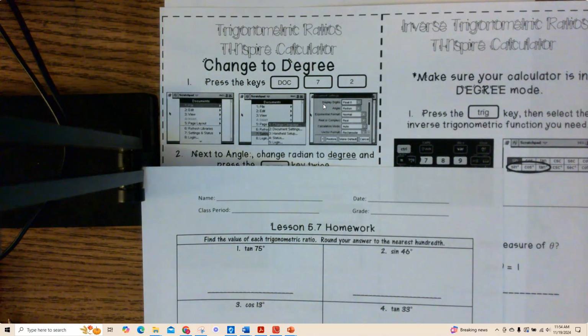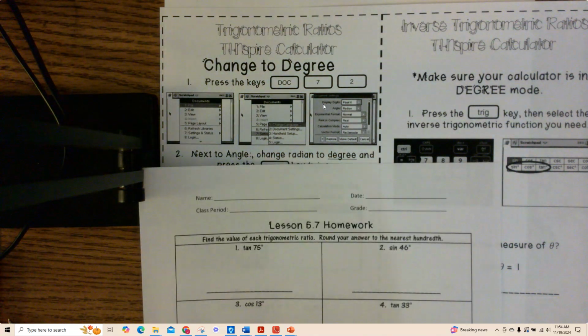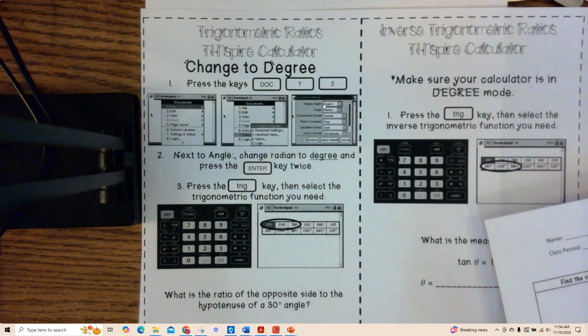This video is for the lesson 5.7 homework. We're going to start though with setting our calculators up. All the trig ratios are programmed into your calculator, but you have to change your calculator from radians to degrees. It doesn't make a whole lot of sense right now. When we get into circles, you'll see the difference, but we're dealing with degrees.